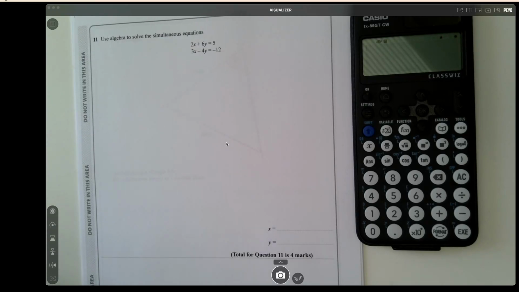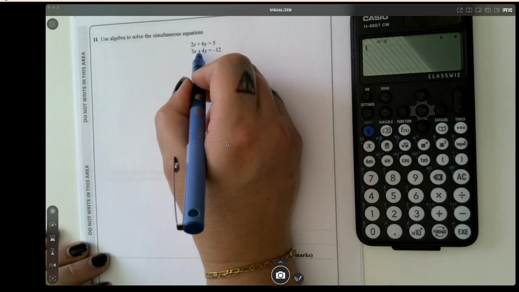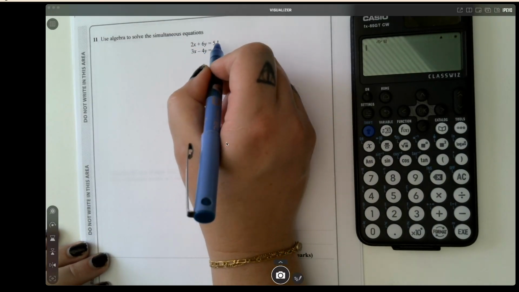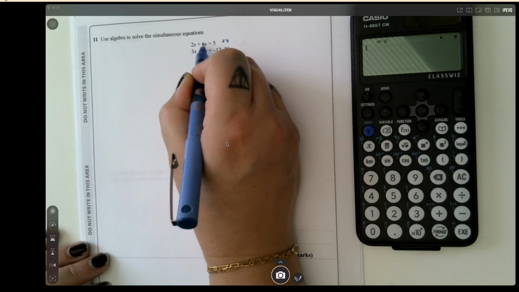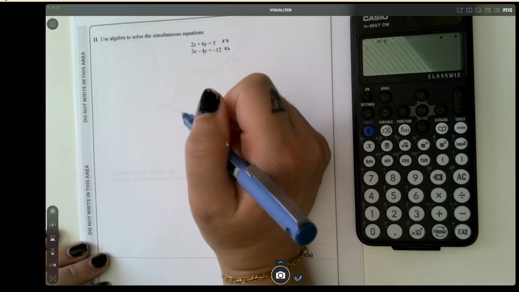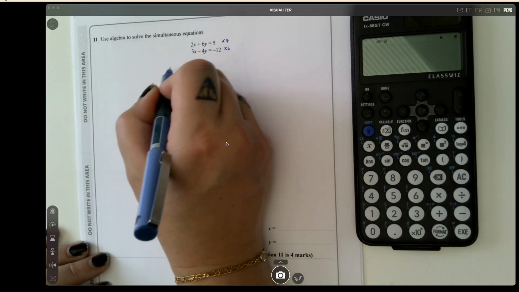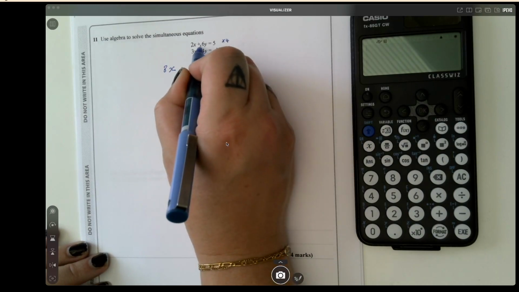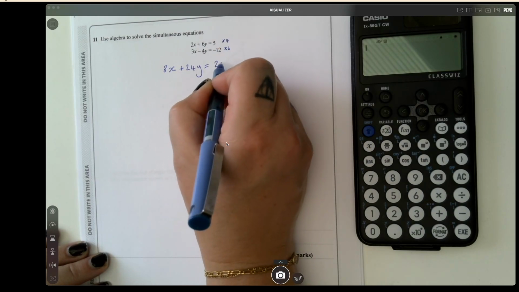Question 11. Use algebra to solve the simultaneous equations that we have there. So I'm going to make the y terms the same so I can eliminate y. I'm going to multiply this equation by 4 and this one by 6. So I've multiplied each equation by the coefficient of the y in the other equation. So 2x times 4 is 8x, 6y times 4 is 24y, and 5 times 4 is 20.